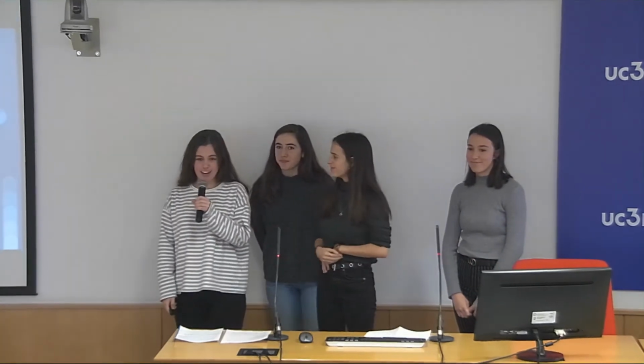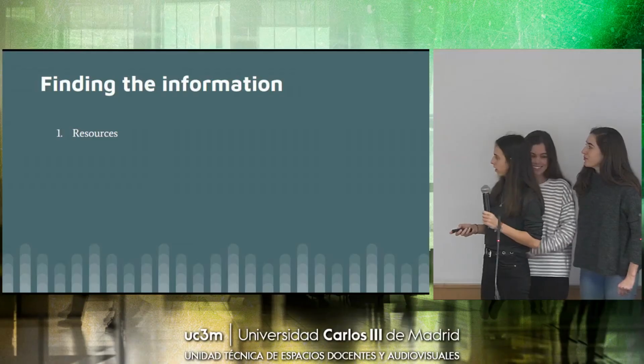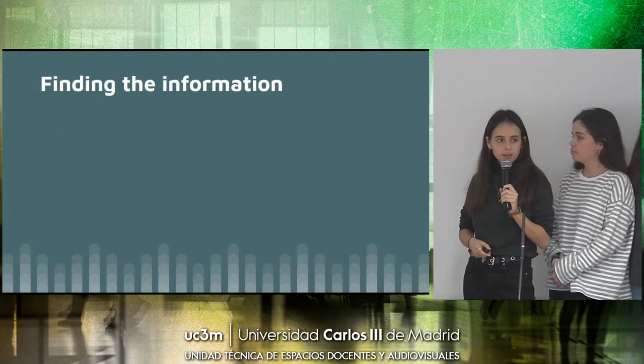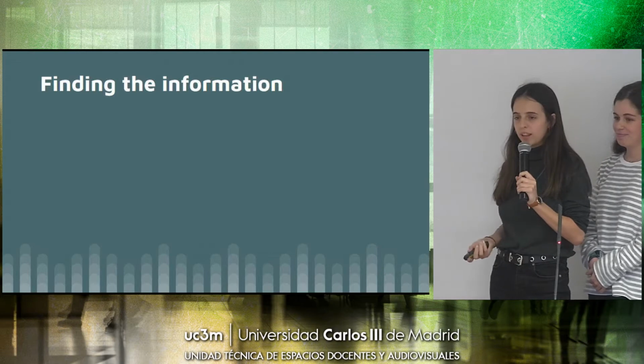Morning. We are group 5, and we are going to talk about the information we found about Uber and about the process of finding that information. So first of all, I'm going to start by summarizing a little bit the process we followed in order to create the final infographic.